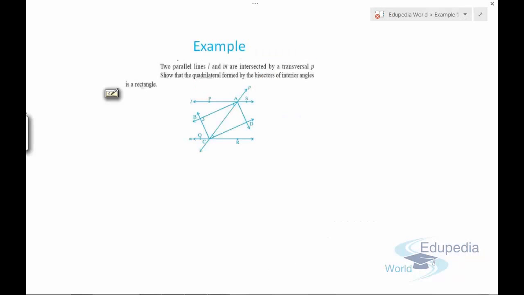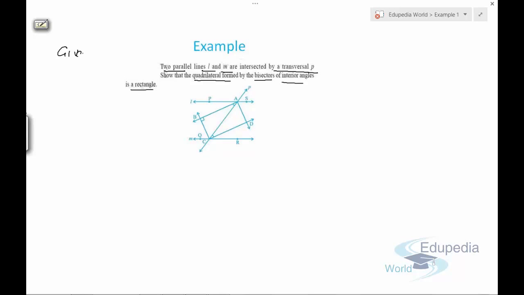Example number 1 says that two parallel lines L and M are intersected by a transversal P. We need to show that the quadrilateral formed by the bisectors of interior angles is a rectangle. So we need to prove that ABCD is a rectangle. Let's discuss how we can do this now.